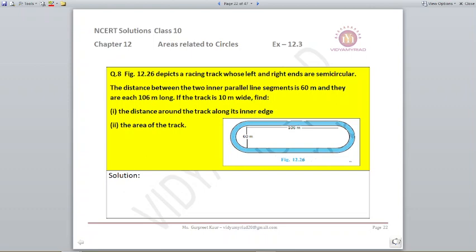Next, this figure depicts a racing track whose left and right ends are semicircular. The distance between the 2 inner parallel line segments is 60 meters and they are each 106 meters long. If the track is 10 meters wide, find the distance around the track along its inner edge and the area of the track.